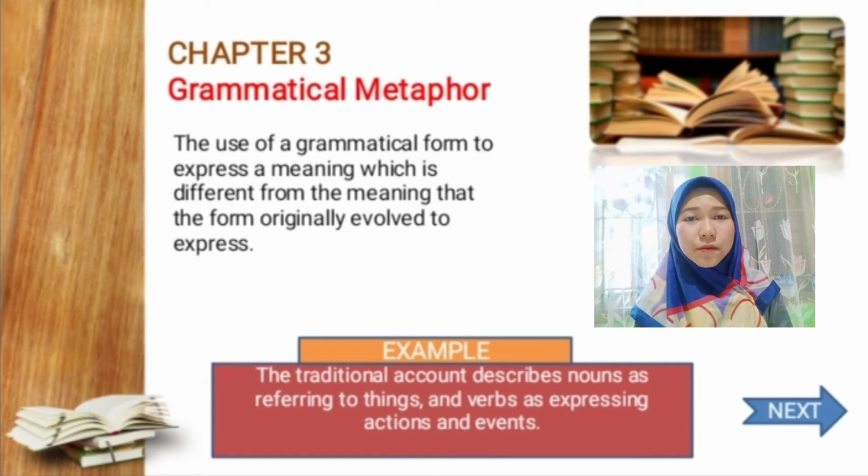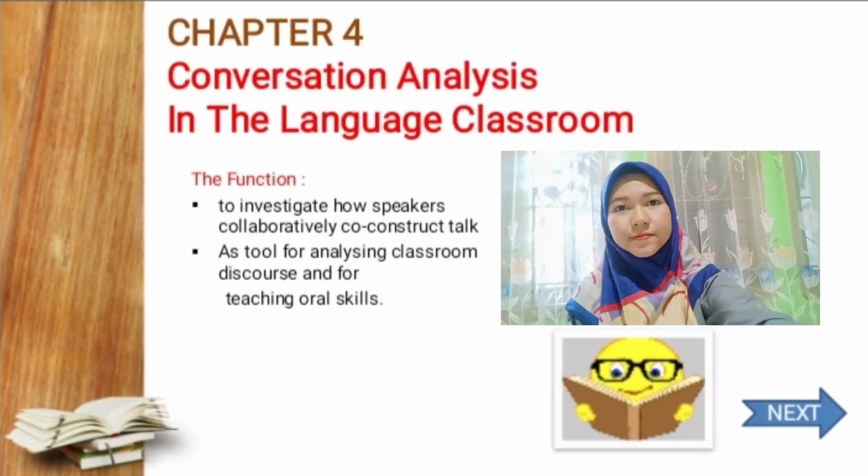Okay, the next chapter talks about grammatical metaphor. Grammatical metaphor is defined as the use of a grammatical form to express a meaning which is different from the meaning that the form originally evolved to express. For example, the traditional account describes nouns as referring to things and verbs as expressing action and event.